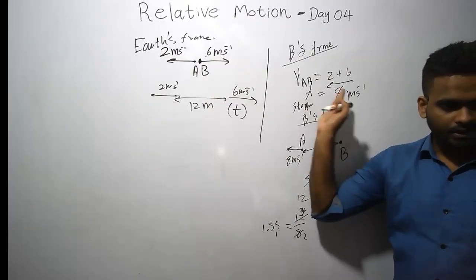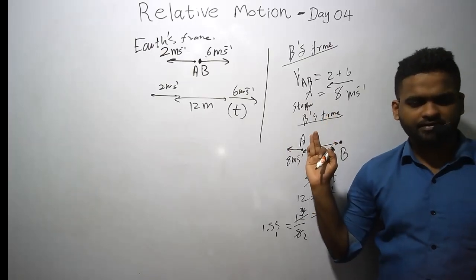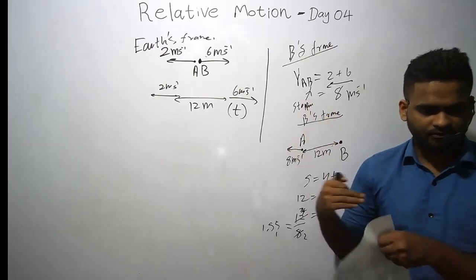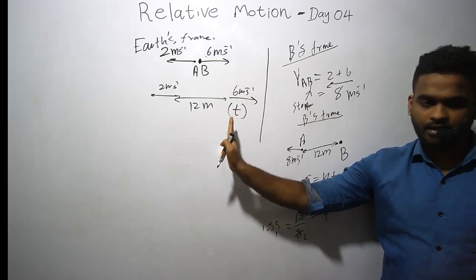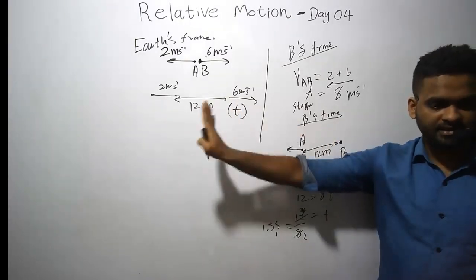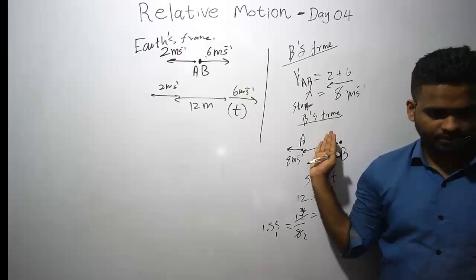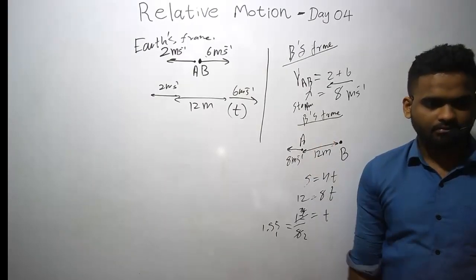Take these two down, right? These first questions I'll just explain a bit further. Then we can quickly move on, go through, right? Just take these two. This is Earth's frame, then this is B's frame. Take these two.